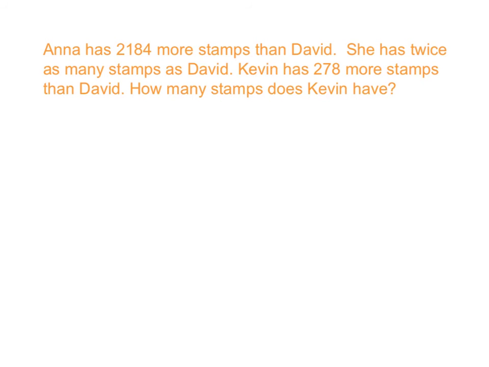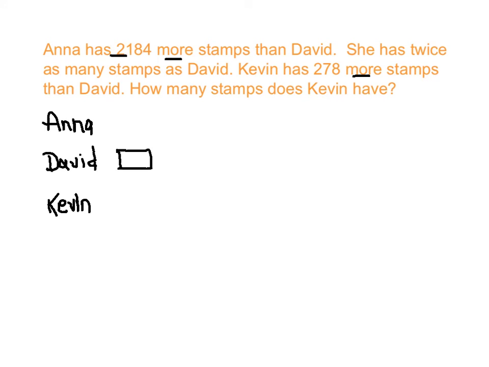Okay, I see that we have 3 people and we are keeping track of their stamps. So we have Anna's stamps and we have David's and then good old Kevin. Now let's see if we can figure out who has the smallest amount. Well, it says Anna has more than David and Kevin has more than David, so I guess David has the smallest amount. So we'll give David the box. Go back and do this sentence by sentence.